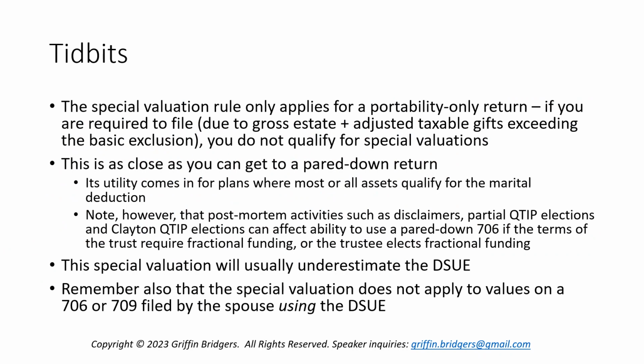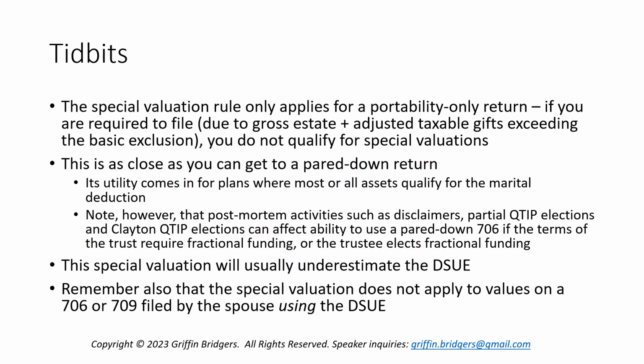Now, this is as close as you're going to get in 706 land to a pared down return. There's often a question on whether you can have a pared down or partial return for purposes of perhaps making a Q-tip election or allocating GST exemption, and you can't. This is really the only way you can get a pared down return, and it might be that you could piggyback the Q-tip and GST and everything off that, but at the same time, as we're going to later see, the utility just isn't there for those types of returns.